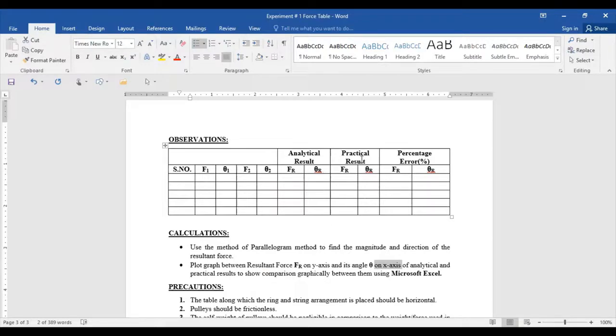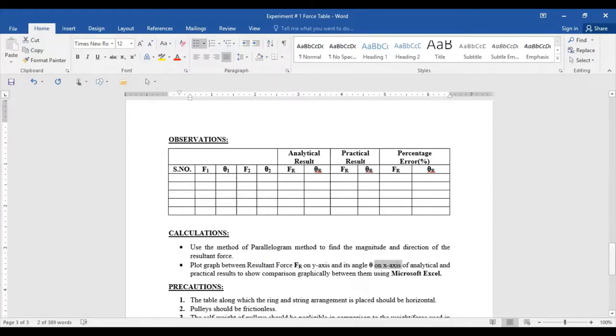If you are not taking the higher value first, and you are getting your value in the negative, then you have to apply the modulus there, so you will get your value positive. You have to see how much percentage error you get between the analytical result and the practical result. Hopefully you will understand it.